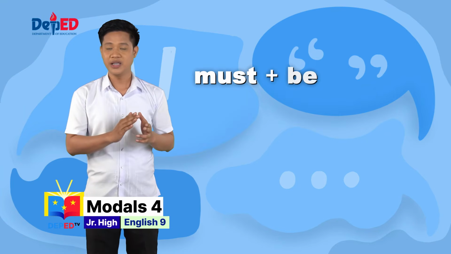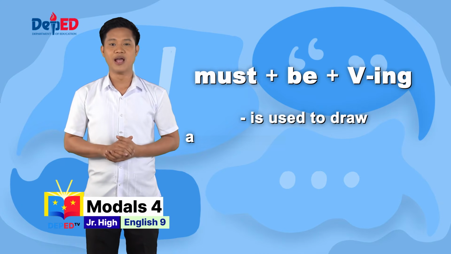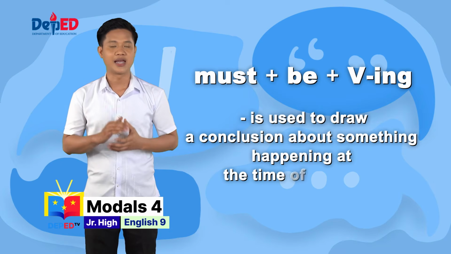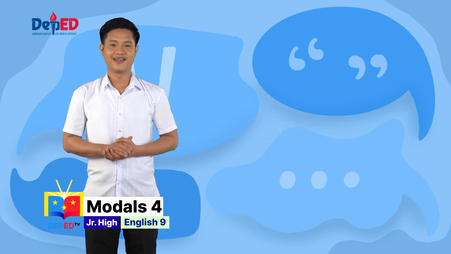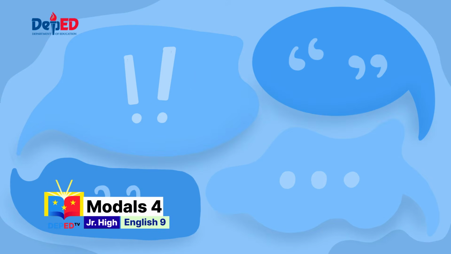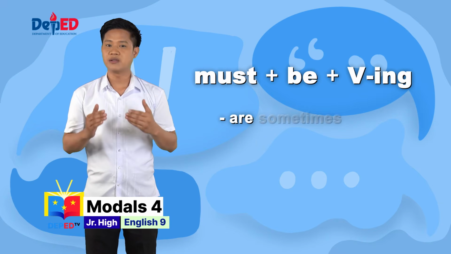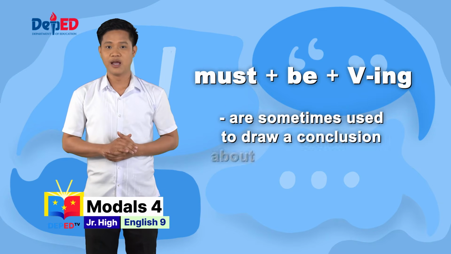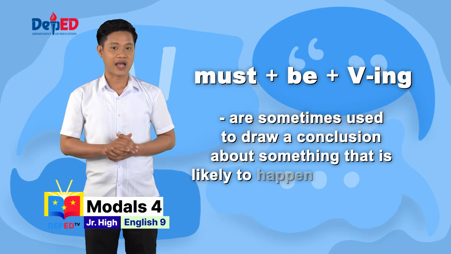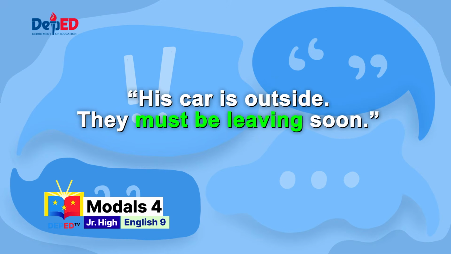Must plus be plus the verb in -ing is used to draw a conclusion about something happening at the time of speaking. Dan is not here. He must be preparing the lessons for tomorrow. Must plus be plus the verb in -ing are sometimes used to draw a conclusion about something that is likely to happen in the future. His car is outside. They must be leaving soon.